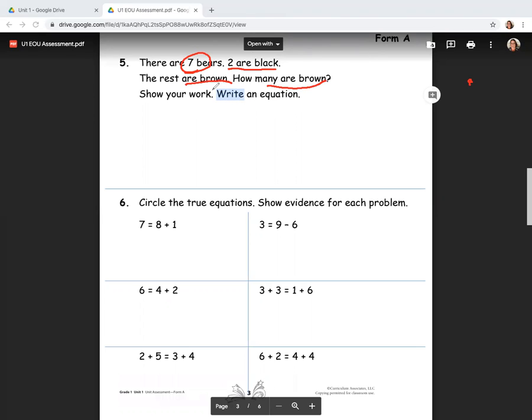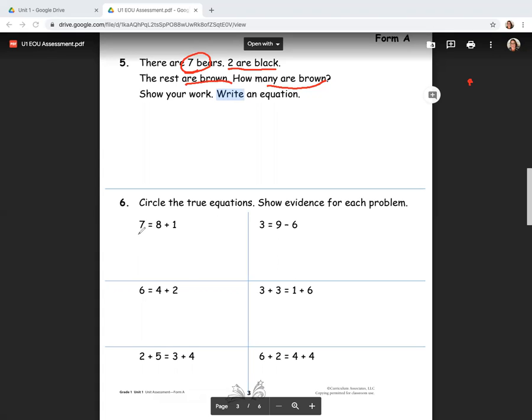Go ahead and solve. There are 7 bears. 2 are black. The rest are brown. How many are brown? Number 6, circle the true equations. Show evidence for each problem.